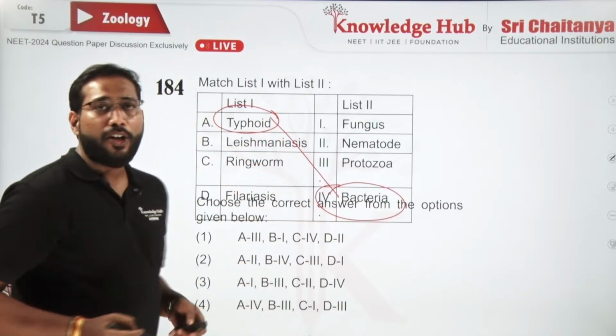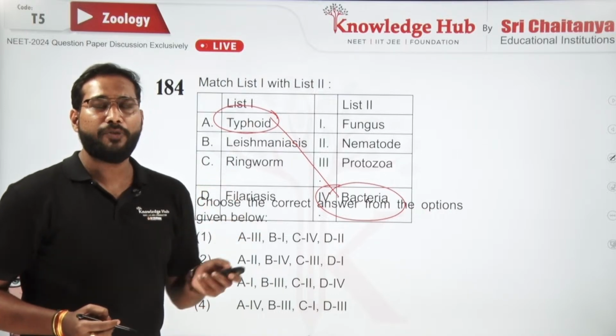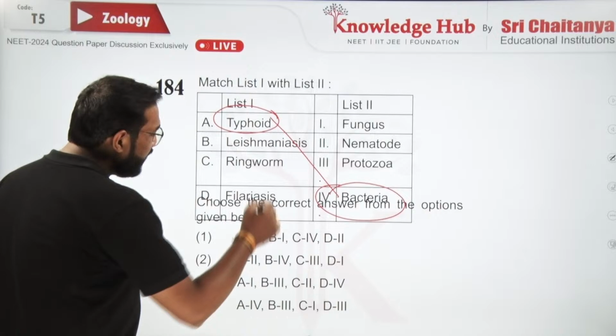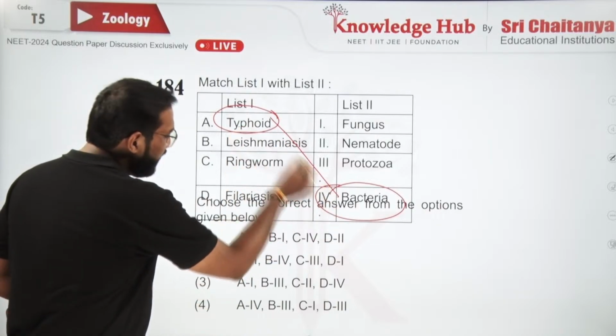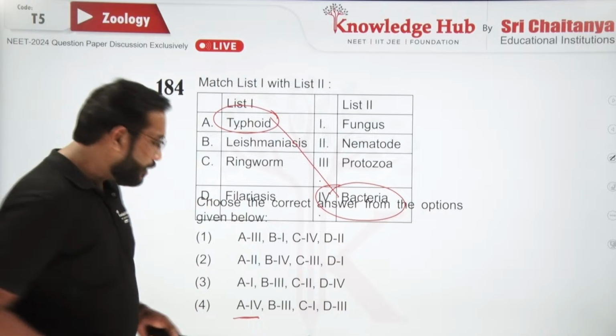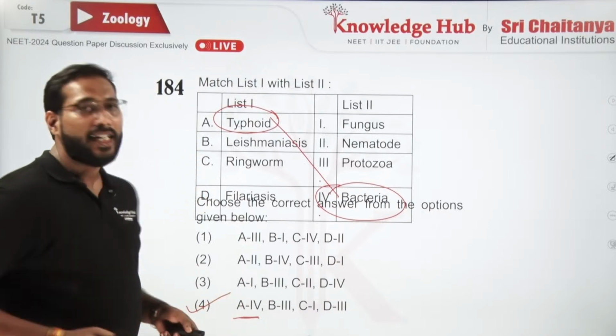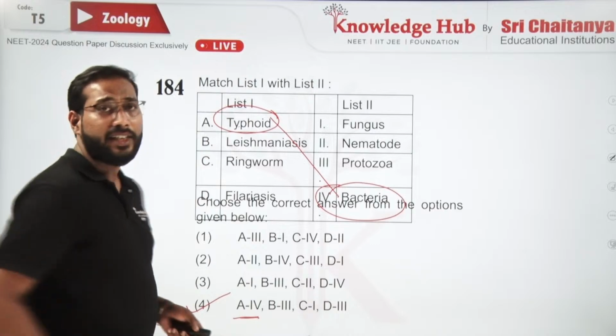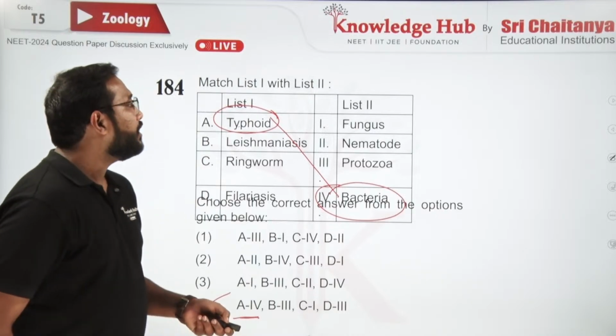Right, after match the following, what you need to do is, as soon as you match one thing, you just go for the options to save your time. So if you see here, typhoid and bacteria, A to 4, you have only one option, A to 4, right? So it's not confusing, you can directly select it and move forward. So A4, B3, C1, D3. Let's move on to the next question we have.